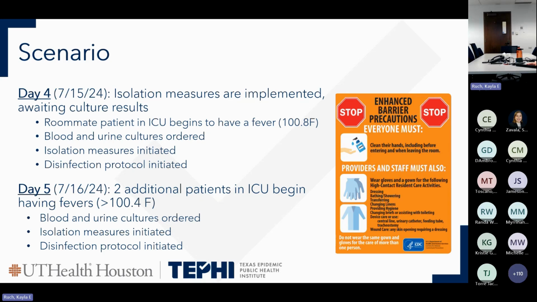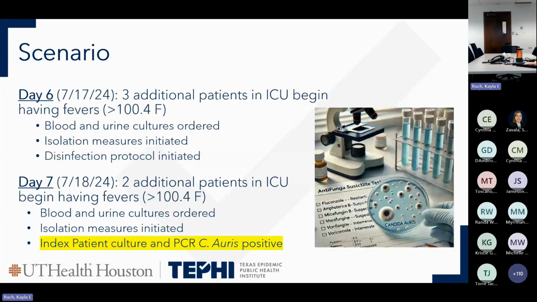Day 5, more individuals on the unit specifically become positive. We do the same. Day 6, 3 additional patients on the ICU become febrile, and now on day 7, the index patient becomes C. auris positive. So now we have confirmed and verified our diagnosis with that test result. So now we know in the outbreak response, someone else in the department will continue on with steps 4, 5, and 6 through 11.